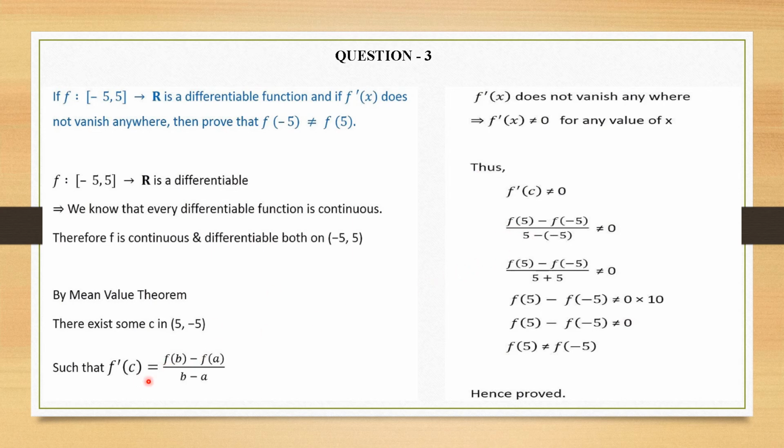That means here a is minus 5, b is 5. So f of 5 minus f of minus 5 upon 5 minus minus 5 is not equal to 0. After solving, this can be taken to the other side, 0 into 10, which is 0. And we get f of 5 is not equal to f of minus 5. So hence it is proved.